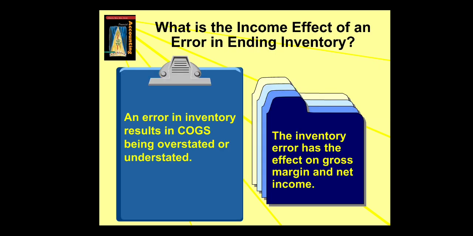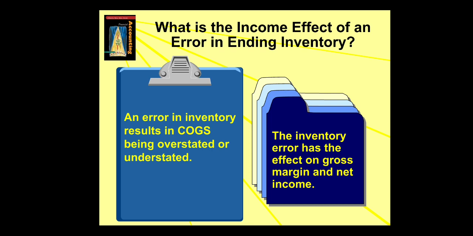So inventory, the way a business records its inventory and shows the value of inventory in the balance sheet, is very, very important, because see here the first blue box: an error in inventory results in cost of goods sold overstated or understated, and then the inventory error has an effect on gross margin and net income.